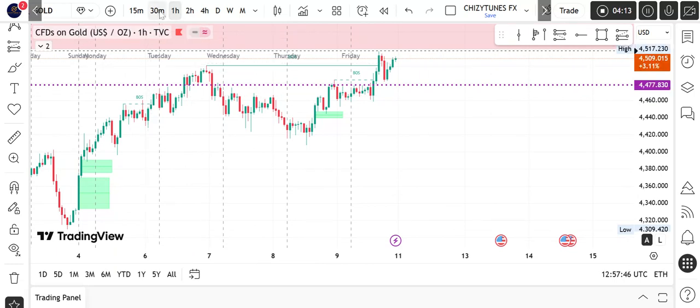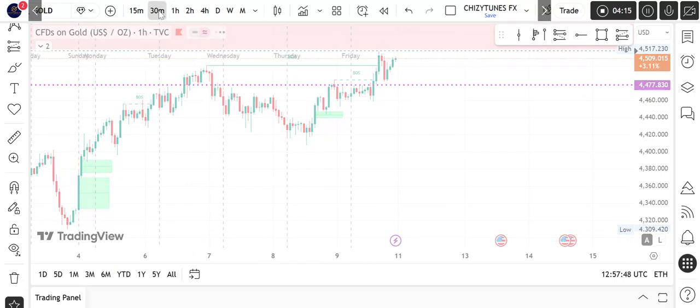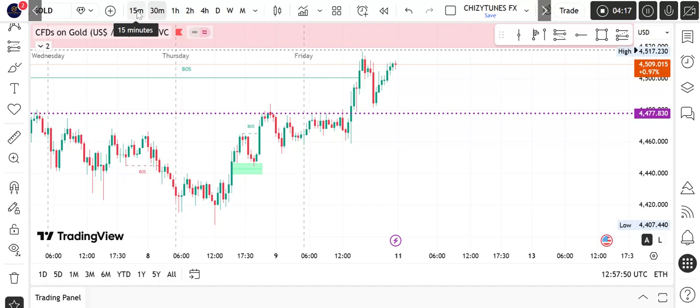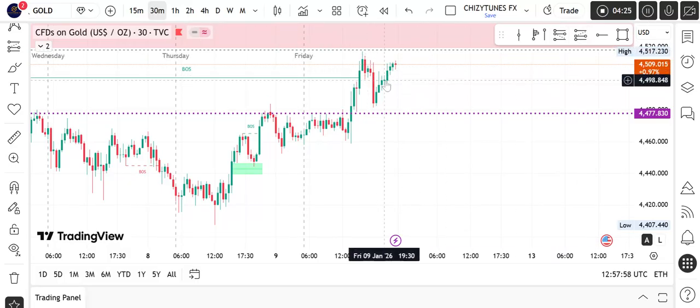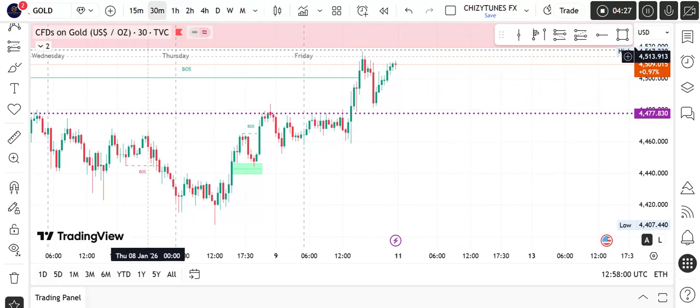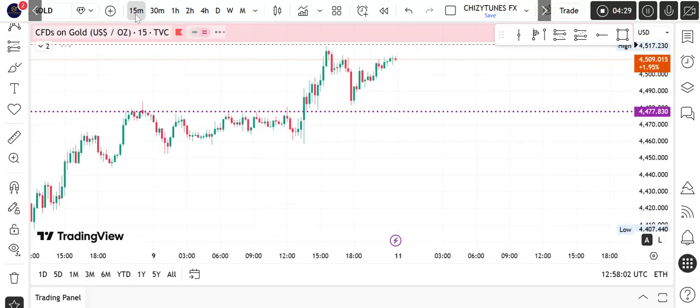So, my 30 minutes and my 15 minutes are my entry time frames. This is where I come to place my long position or my short position. This is where I come to take entries from. So my 30 minutes and my 15 minutes time frames are my entry time frames.